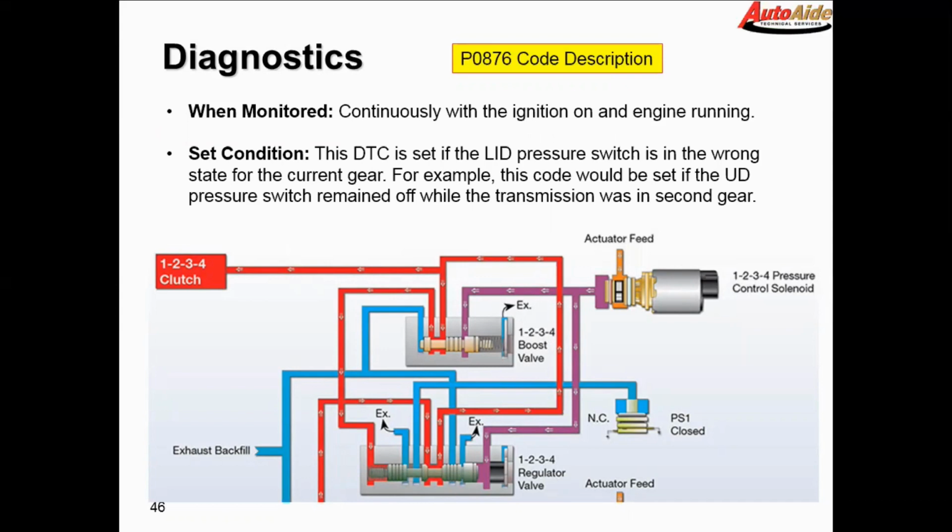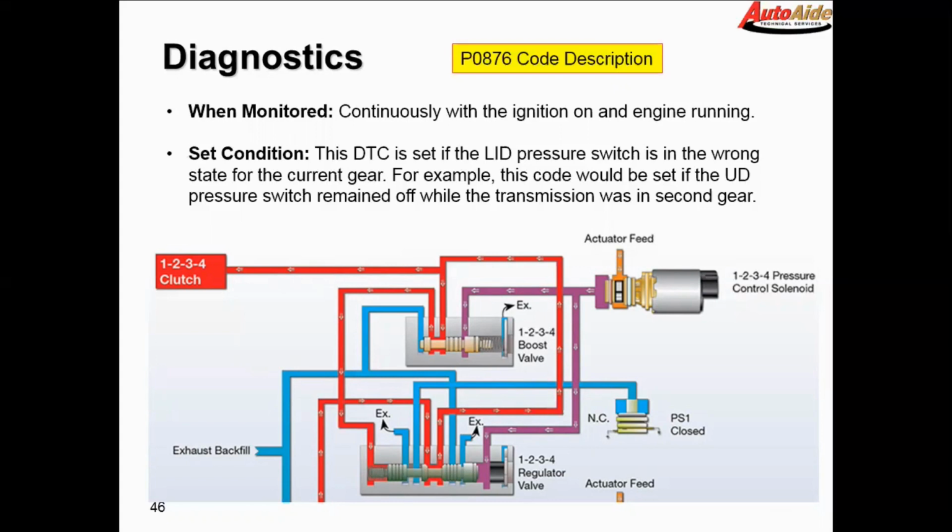It is monitored continually with the ignition on and the engine running. And the set condition: the DTC is set if the underdrive pressure switch is in the wrong state for the current gear. For example, this code would set if the underdrive pressure switch remained off while the transmission was in second gear. So we've talked about how they monitor the gearbox and the gear train.